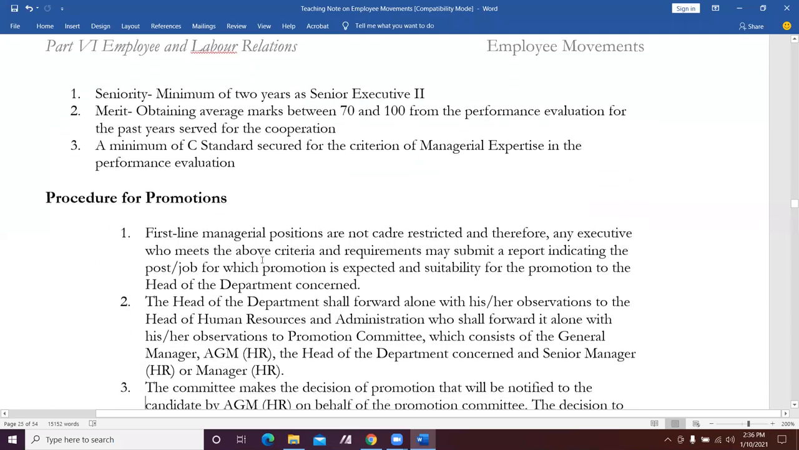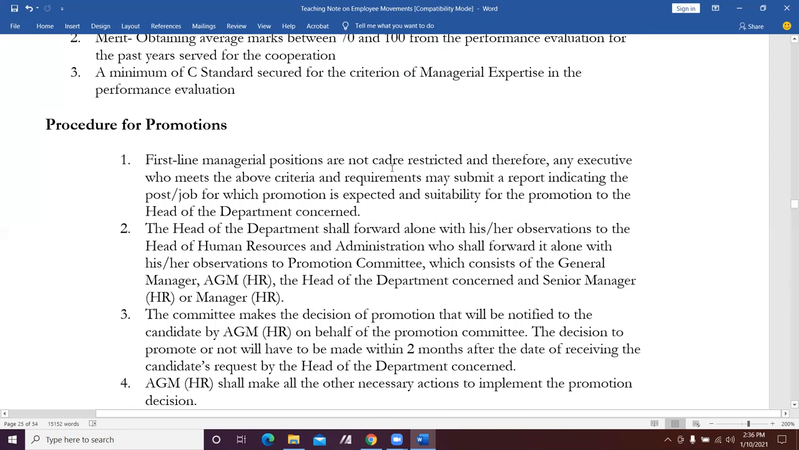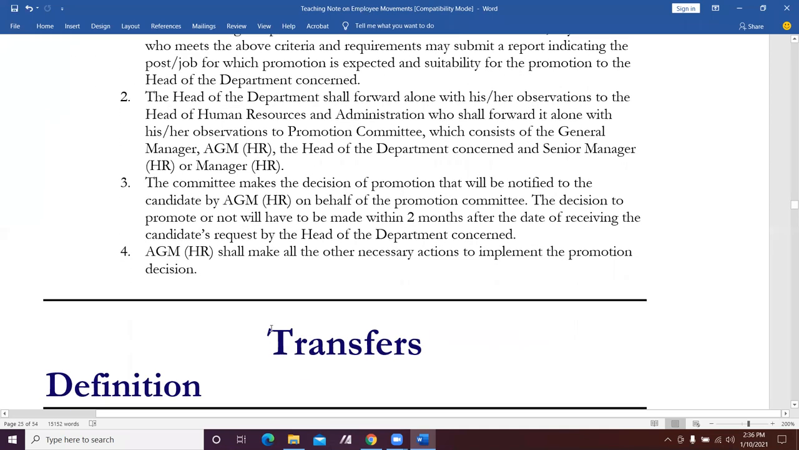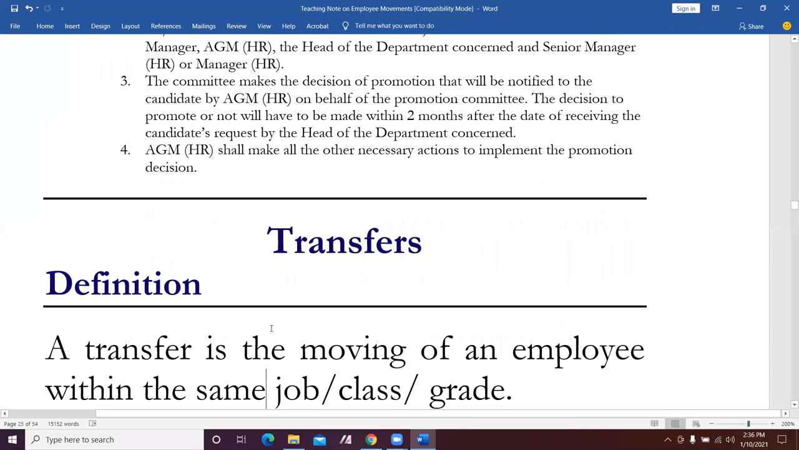This is the procedure for promotions. First line manager positions are not cadre restricted or non-cadre restricted. And therefore, any executive who meets the above criteria and requirements has the right of submitting. That's the meaning here. They may submit a report indicating the post for which promotion is expected and suitability for the promotion to the head of the department concerned, and then the head of the department has to activate the relevant committee, and then the AGM, Assistant General Manager Human Resources, because that was a big organization. There's a post called Assistant General Manager Human Resources. Right, okay, all right. Any questions? The time is 2:36.